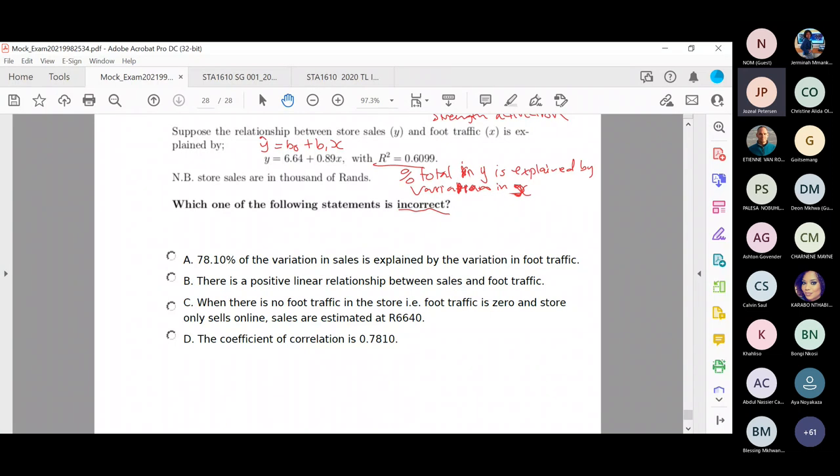We are given R squared of 0.6099. So how do we interpret it? "78% of the variation in sale is explained by the variation in the foot traffic." Is that true? Incorrect. That is the incorrect one, because it should have said 60.99% of the variation. Yes. So that is the incorrect one.